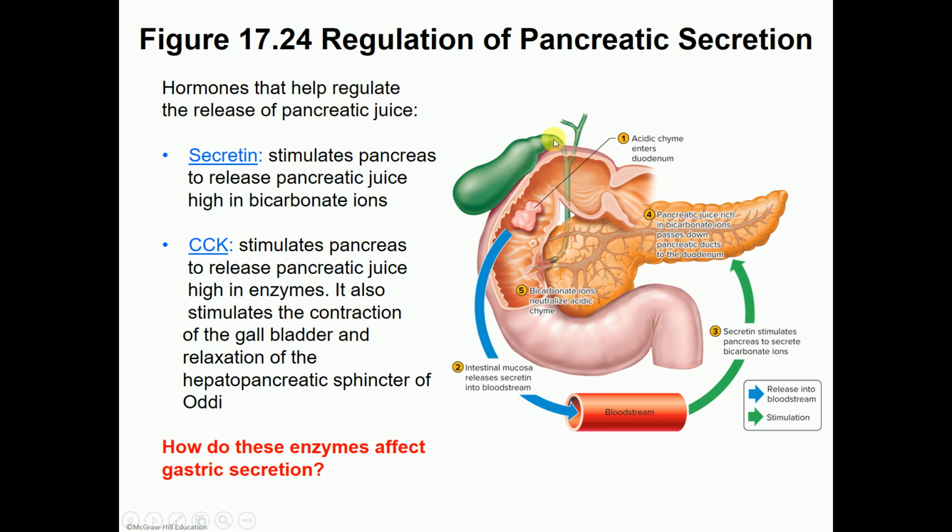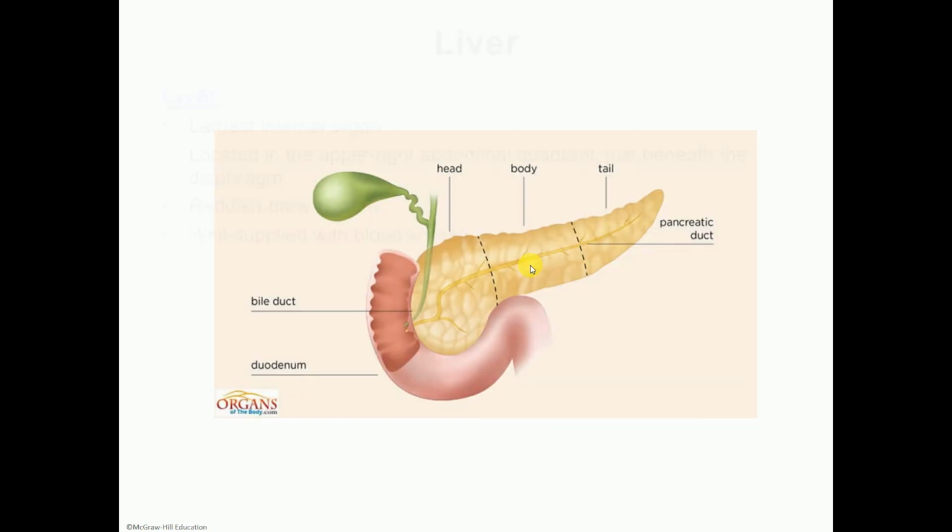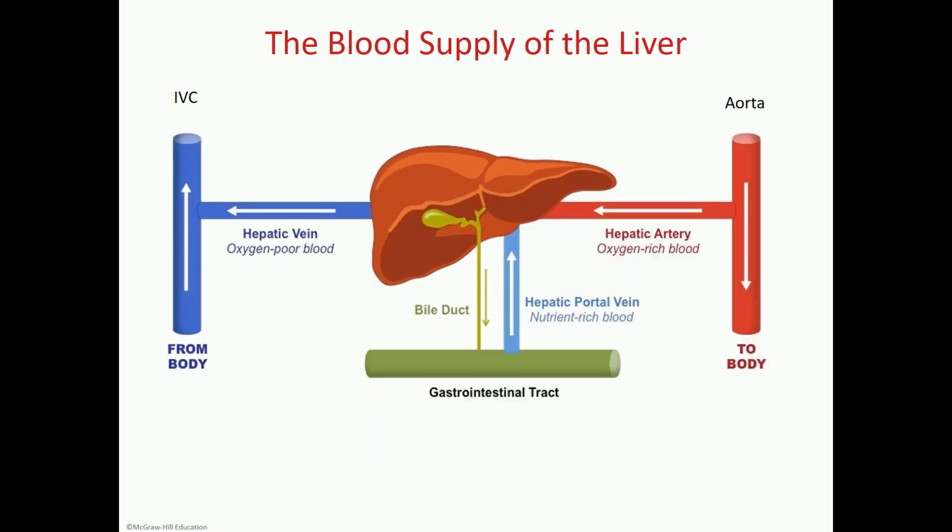Now, the duct coming out of the gallbladder is known as the cystic duct. The cystic duct combines with the common hepatic duct to make this longer duct known as either the common bile or just the bile duct. And it's that bile duct that joins the major pancreatic duct to open up at the hepatopancreatic sphincter. Okay, so let's go back to where we were.